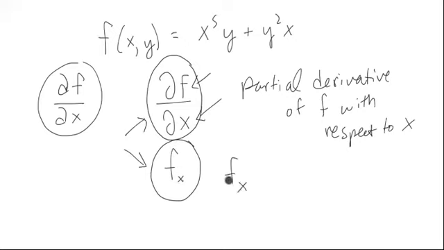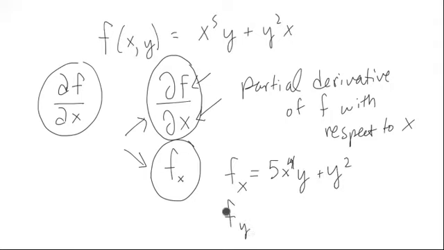Let's compute it. What is f_x? Or the partial of f with respect to x. So we treat y as a constant, and we come through here and we see that we get 5x to the fourth, and y is just a constant. So we just have y plus, so here we just have y squared. So this would be the partial of f with respect to x.